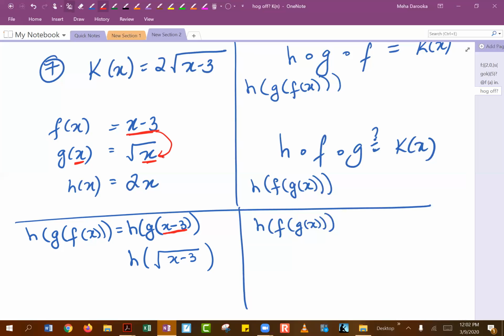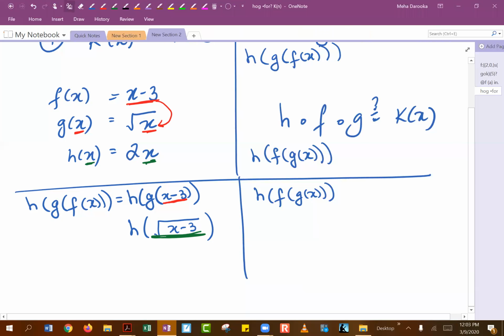Okay, that's step 1. Now, since this is a 3-part problem, we're putting this composition, which is g and f, into the h function. H was 2 times x, which means this entire value is replacing the x in here. So that will become 2 times, instead of x, what do we write? Square root of x minus 3.